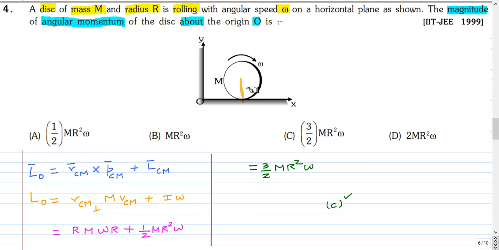And the moment of inertia of this disk about the center point is half mr square. This is a standard result. So simplifying, we get 3 by 2 mr square omega. The correct option is option C.